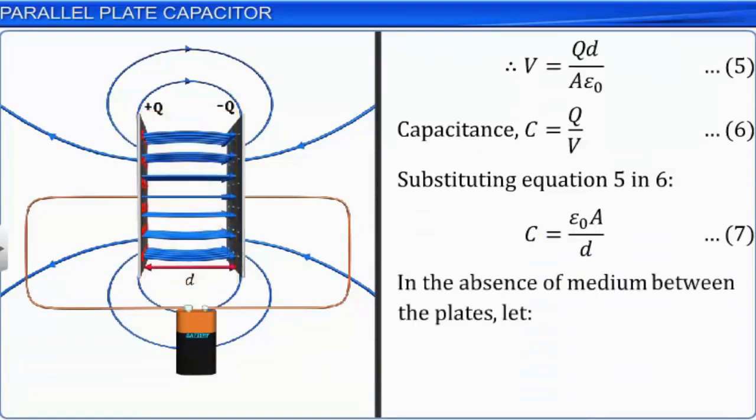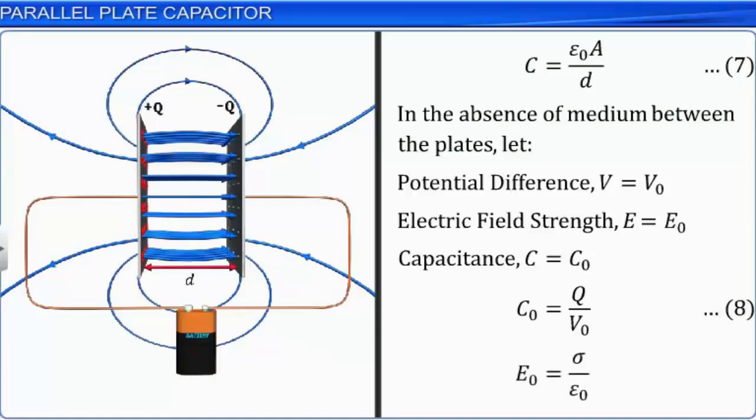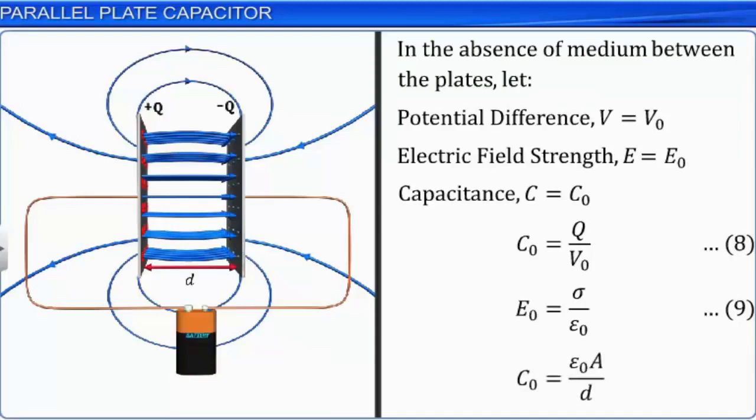When there is no medium between the plates, let the potential difference between the plates be V naught, the electric field strength be E naught, and let its capacitance be C naught. We know that the capacitance C naught is equal to Q by V naught. Let this be equation 8. The electric field strength E naught is equal to sigma by epsilon naught. Let this be equation 9. The capacitance C naught is equal to epsilon naught A by d. Let this be equation 10.